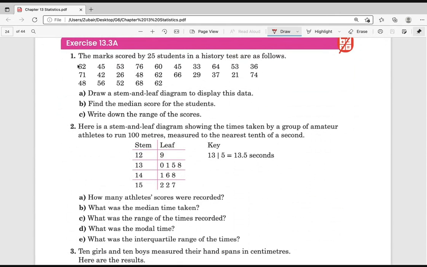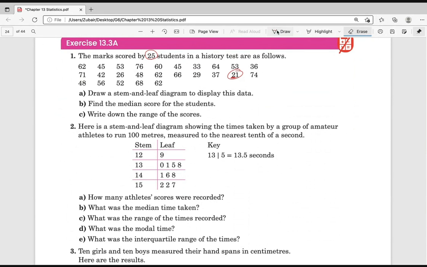Exercise. Draw a stem and leaf diagram to display this data. Find the median score for the students. The marks scored by 25 students in the history test are as follows. So I'm just quickly looking what is the smallest number I can see. I can see 33, 21. 21 is the smallest till now. So 21 being the smallest.